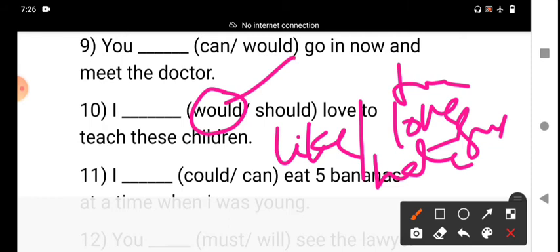Would is used to say what you like, what you love, what you hate, what you touch, what you feel, what you smell. Senses, perceptions and mental activity: would precedes or follows these words. That means I would love, I would like, I would hate. These are the verbs that follow. So would is the right answer. I would love to teach these children. That is my ambition, my desire, my willingness to teach the children. And my dear children, then we go to question number 11.